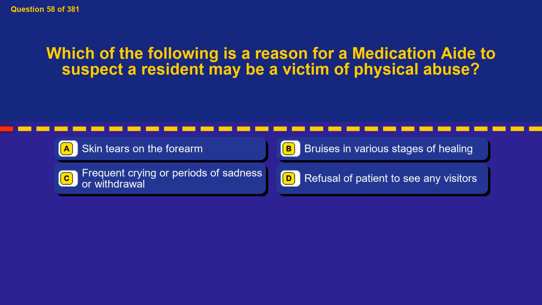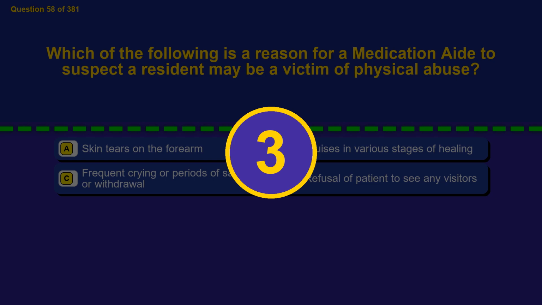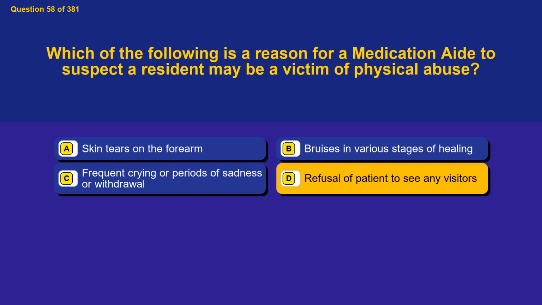Question 58. Which of the following is a reason for a medication aide to suspect a resident may be a victim of physical abuse? Option A, skin tears on the forearm. Option B, bruises in various stages of healing. Option C, frequent crying or periods of sadness or withdrawal. Option D, a refusal of the patient to see any visitors. The correct answer is option D, refusal of the patient to see any visitors.